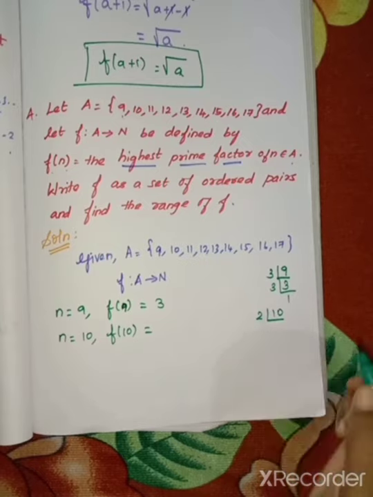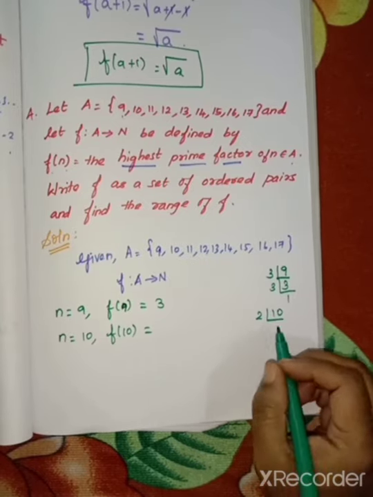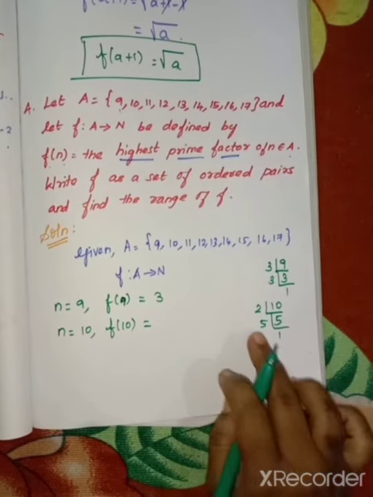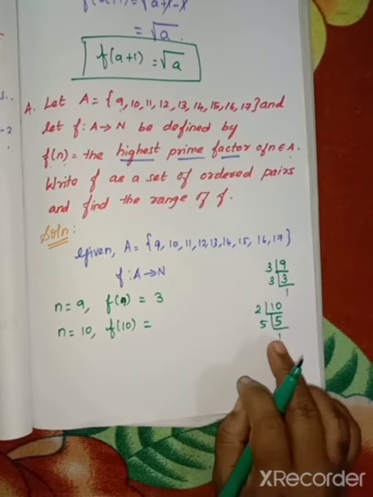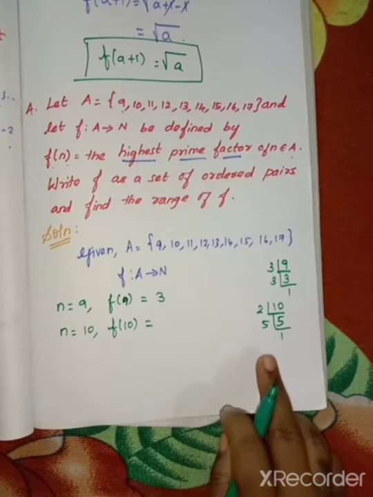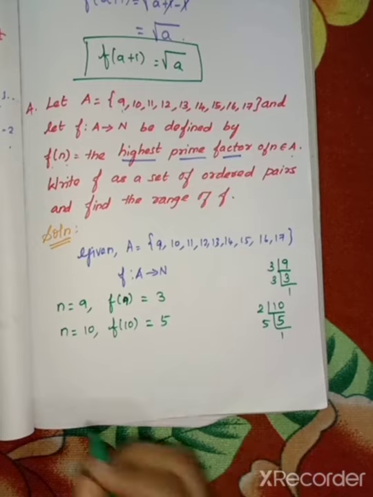So 2 we can take, because in the 2 table we have the 10. 5 2s are 10. Likewise 5 1s are 5. So here 2 and 5 are there. Which one is greater? 5 is greater, because we want to write only the highest prime factor. So f of 10 equal to 5.